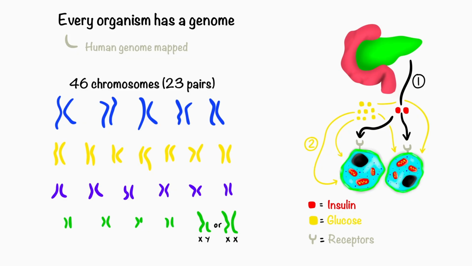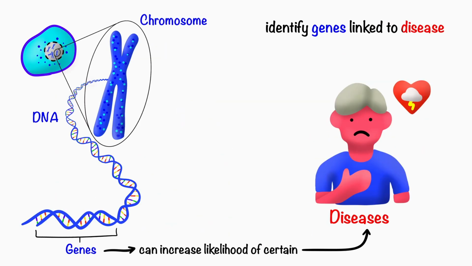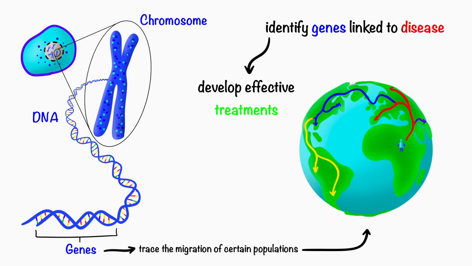Understanding the human genome is a really important tool for science and medicine for many reasons. It allows scientists to identify genes in the genome that are linked to different types of disease. Knowing which genes are linked to inherited diseases could help us understand them better and develop effective treatments for them. Scientists can also look at genomes to trace the migration of certain populations of people around the world.